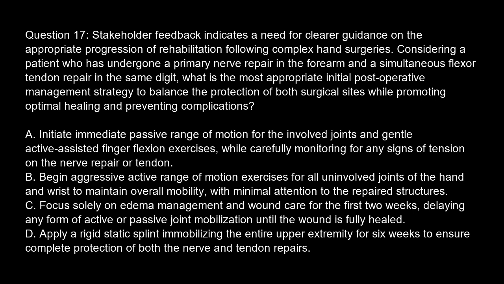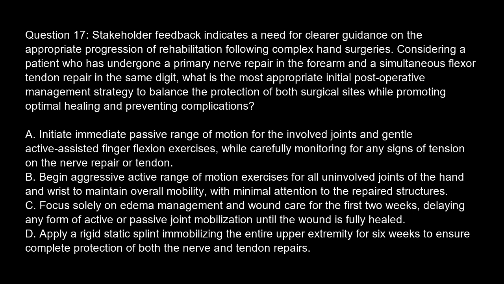Option A. Initiate immediate passive range of motion for the involved joints and gentle active-assisted finger flexion exercises, while carefully monitoring for any signs of tension on the nerve repair or tendon. Option B. Begin aggressive active range of motion exercises for all uninvolved joints of the hand and wrist to maintain overall mobility, with minimal attention to the repaired structures.